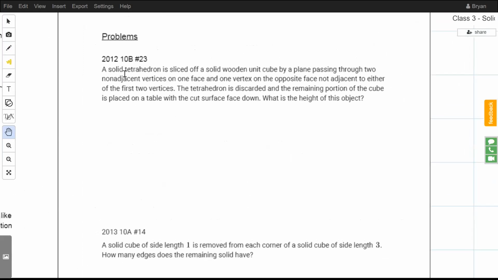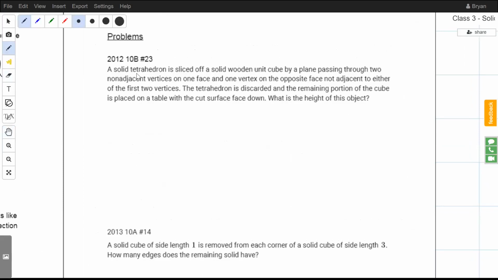Oh yes, I would just like to state that the tetrahedron here is not regular, it's literally just a triangular pyramid. So we have a solid tetrahedron sliced off a solid wooden unit cube by a plane, and it passes through two non-adjacent vertices on one face and one vertex on the opposite face, not adjacent to either of the first two vertices, and then it's just cut off and thrown away, and the cube is put on the table. So that's a lot of words, and it's often a lot easier to just draw it, and that makes the problem a lot easier to understand.